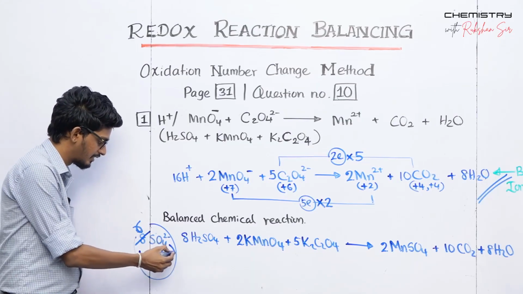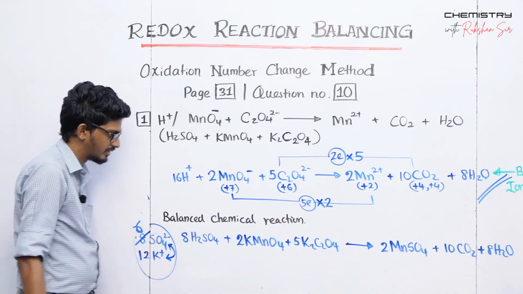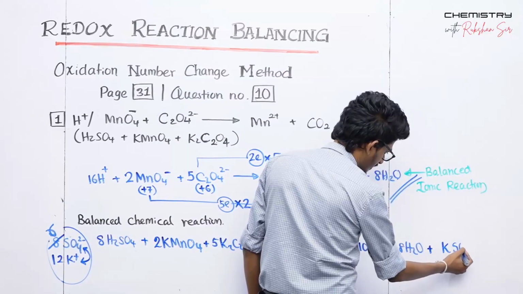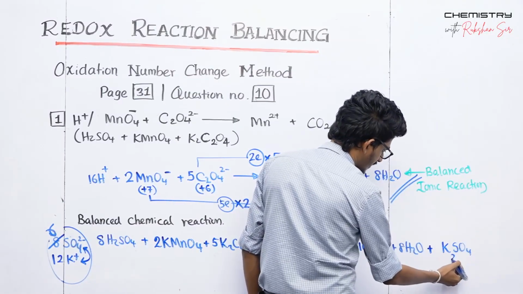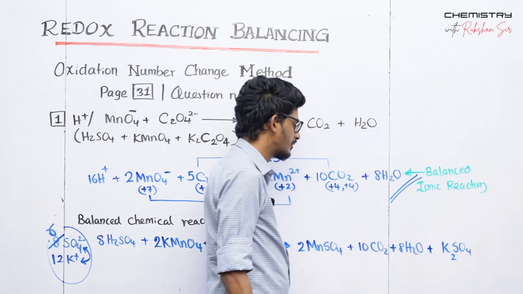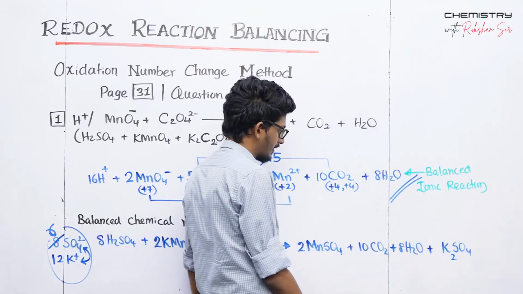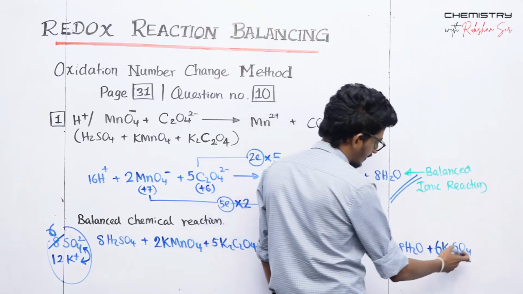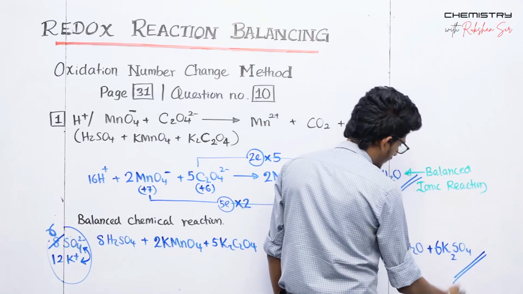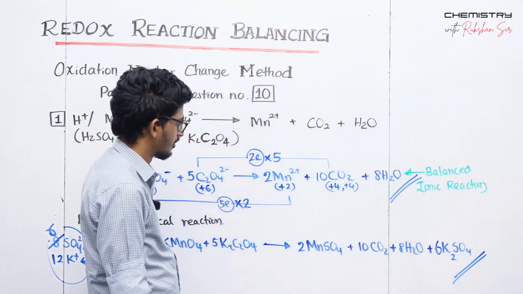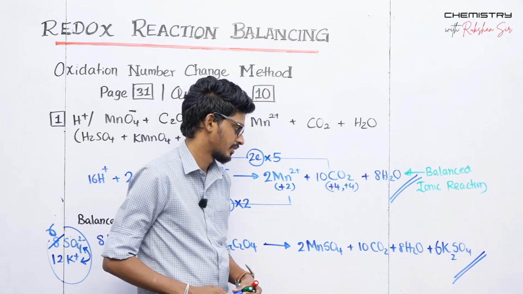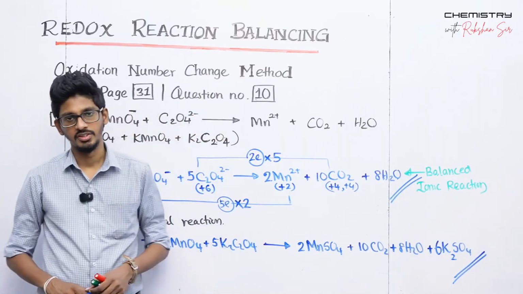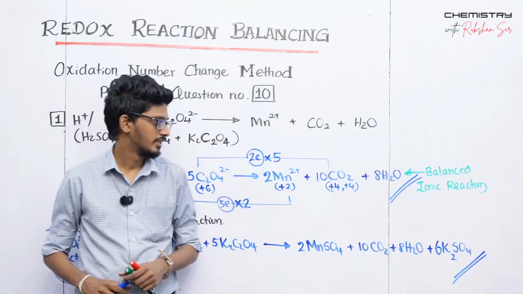So basically first write the formula of these two. K plus connecting with the sulfate, exchange of valencies, SO4 2 minus and K plus, that is K2SO4. As you have 12 K pluses and 6 sulfates remaining, it should be 6 here. That will provide the 12 K pluses as well as 6 sulfates. So this is your balanced chemical reaction. That is how you are supposed to complete this kind of redox reaction. Right, let's complete the work.